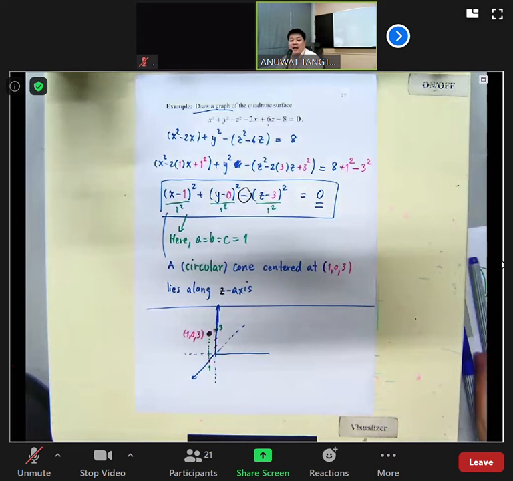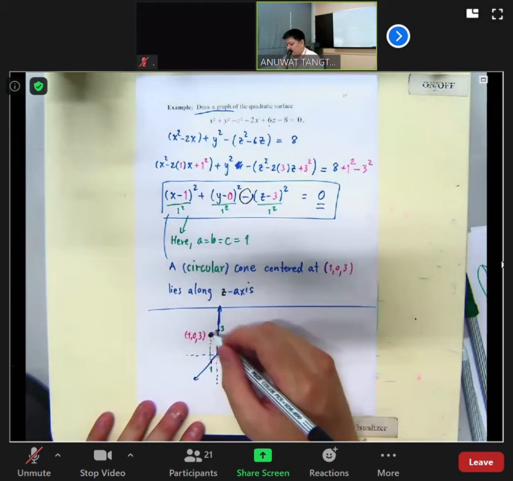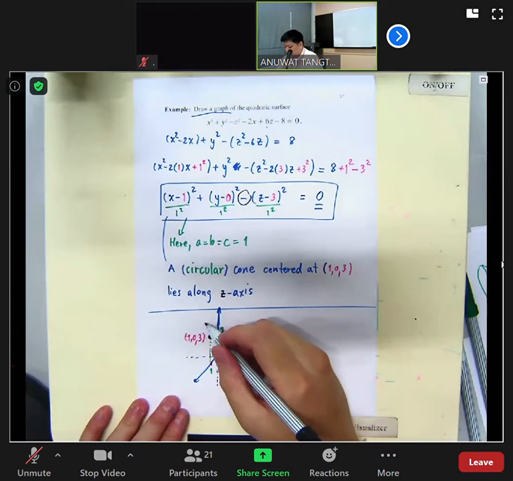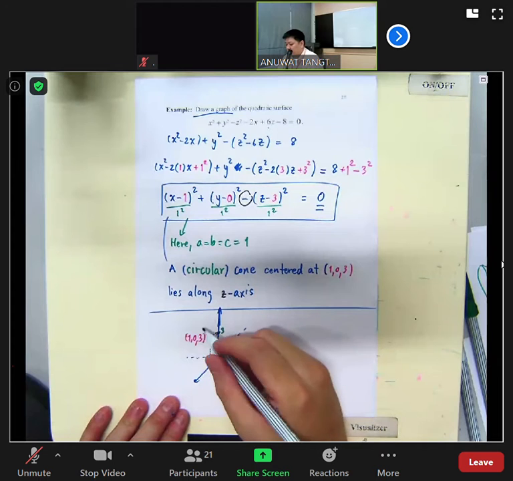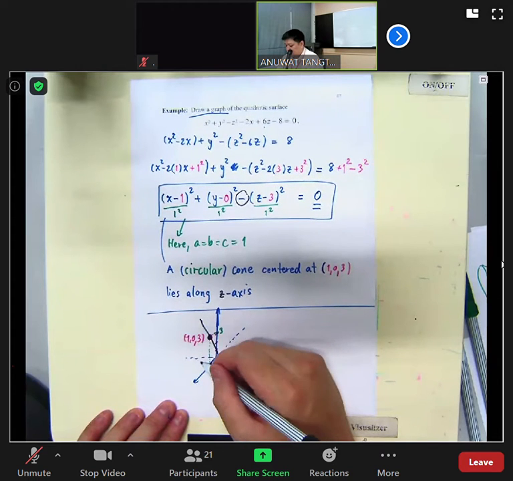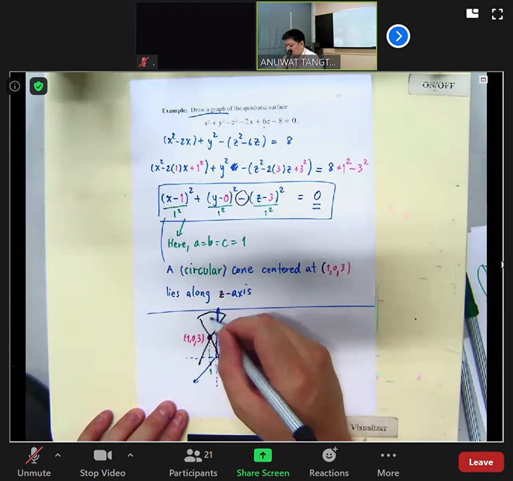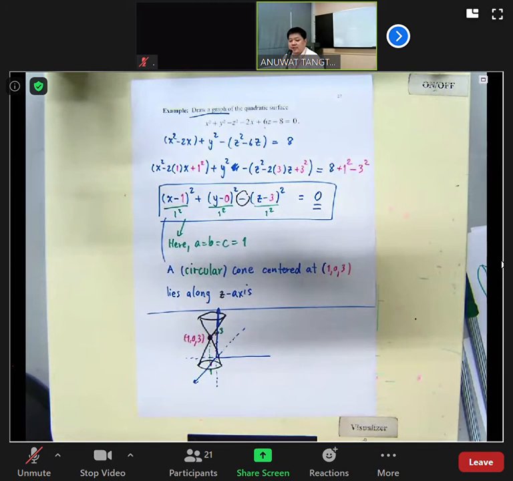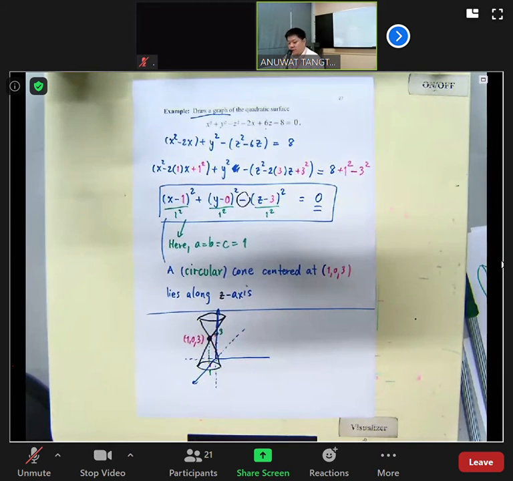And the cone lies along the z-axis, right? When the cone lies along the z-axis, then just roughly drawn, so it may not be fixed that much. So this is the cone lying along the z-axis and the center at 1, 0, 3.